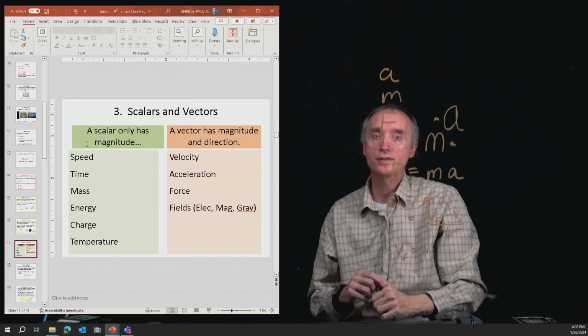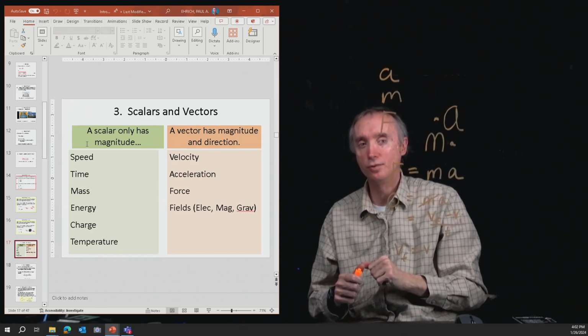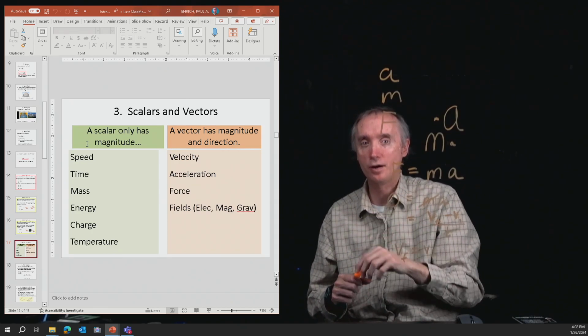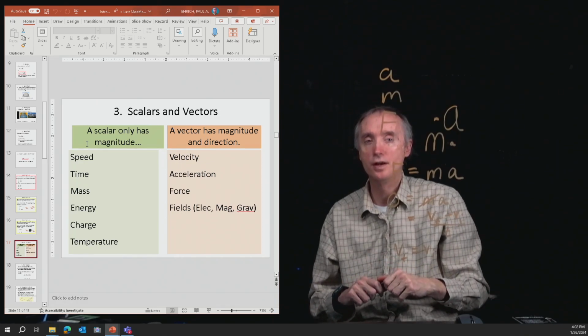Okay, next thing, well, let's take a break. So when we come back, let's talk about what's the difference between a vector and a scalar.